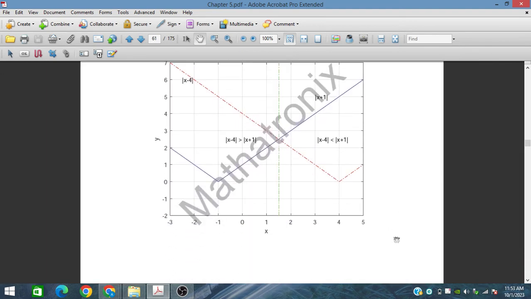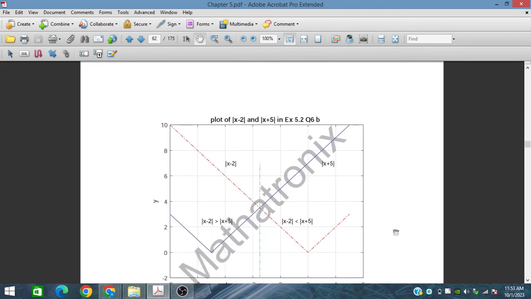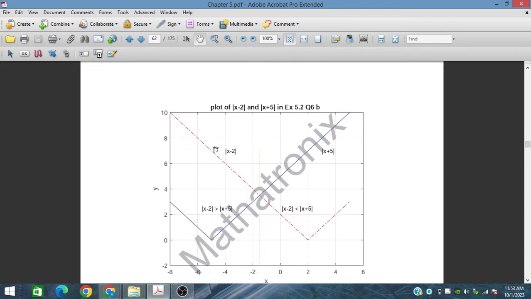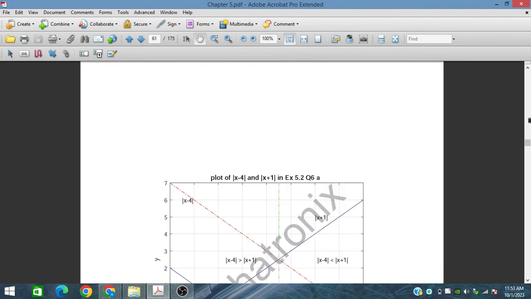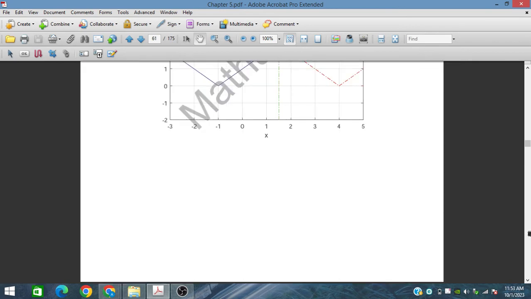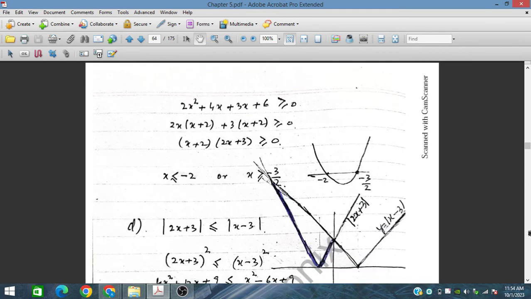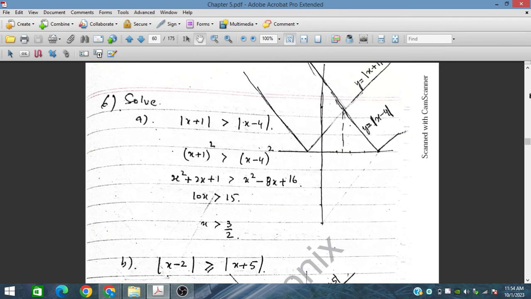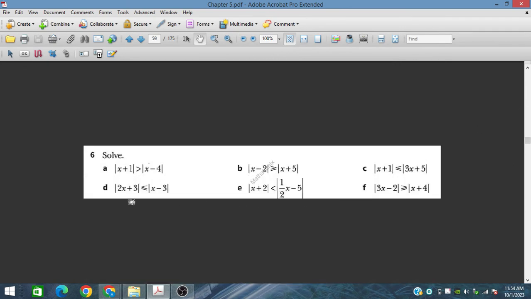Question number b. This |x - 2| is greater than |x + 5|. This is |x + 5|, and |x - 2| is greater than |x + 5|, which is required. Now we will solve the next question.